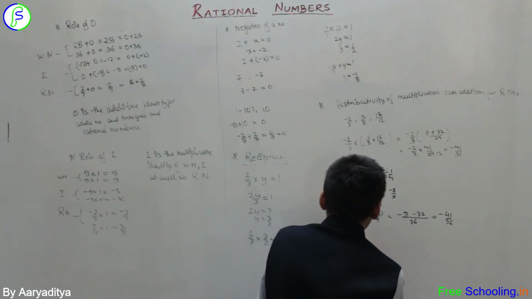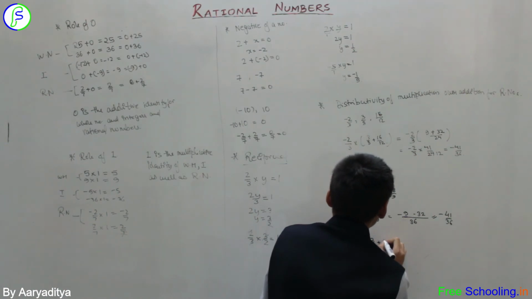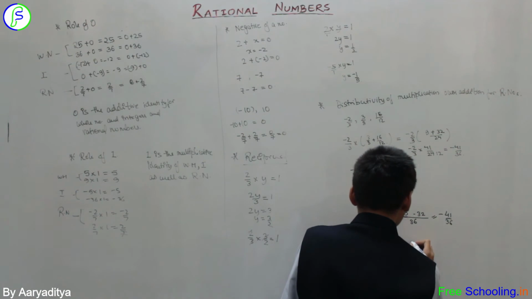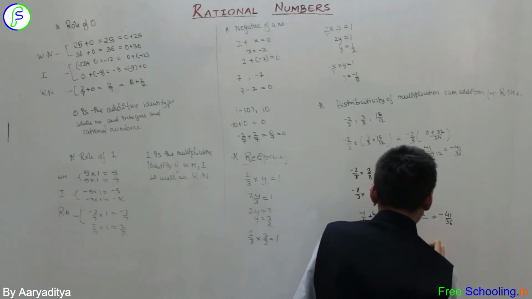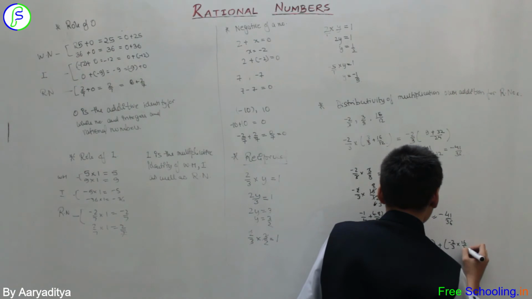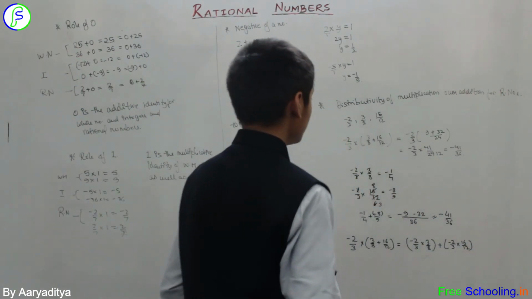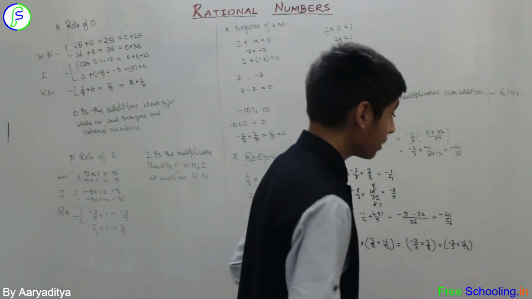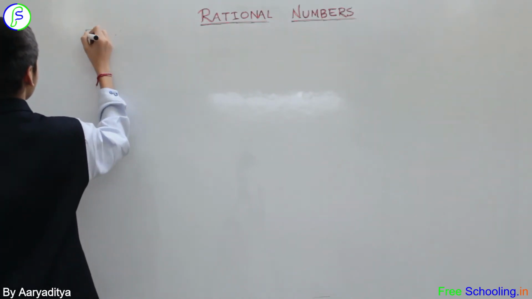So the relation that we get is minus 2 by 3 into (3 by 8 plus 16 by 12) is equal to minus 2 by 3 into 3 by 8 plus minus 2 by 3 into 16 by 12. So this is the relation that we have got and is also known as distributive property. And now we are starting up with exercise 1.1.